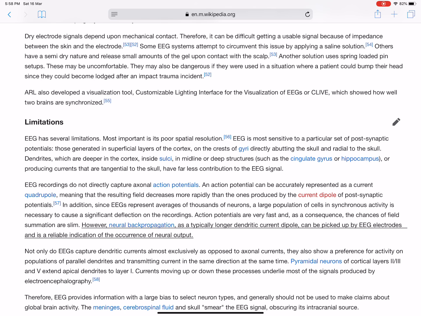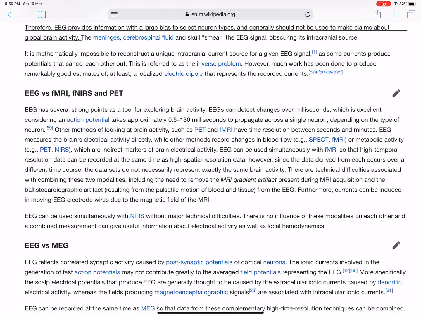Not only do EEGs capture dendritic currents almost exclusively as opposed to axonal currents, they also show a preference for activity on populations of parallel dendrites and transmitting current in the same direction at the same time. Pyramidal neurons of cortical layers II, III and V extend apical dendrites to layer I. Currents moving up or down these processes underlie most of the signals produced by electroencephalography. Therefore, EEG provides information with a large bias to select neuron types, and generally should not be used to make claims about global brain activity.